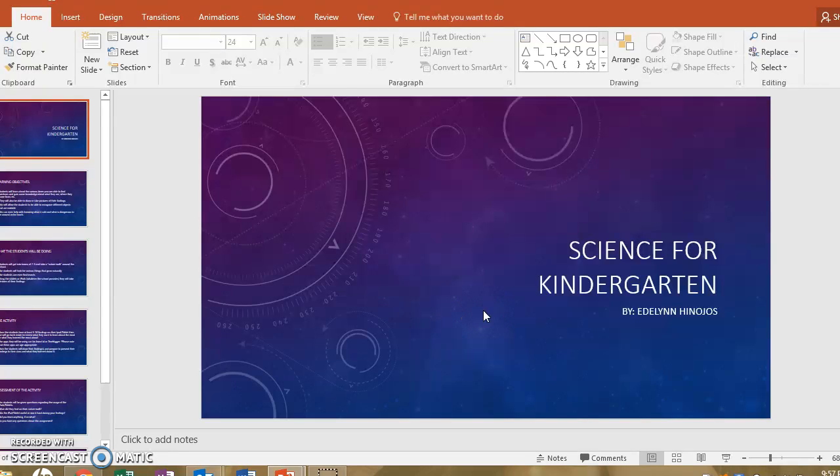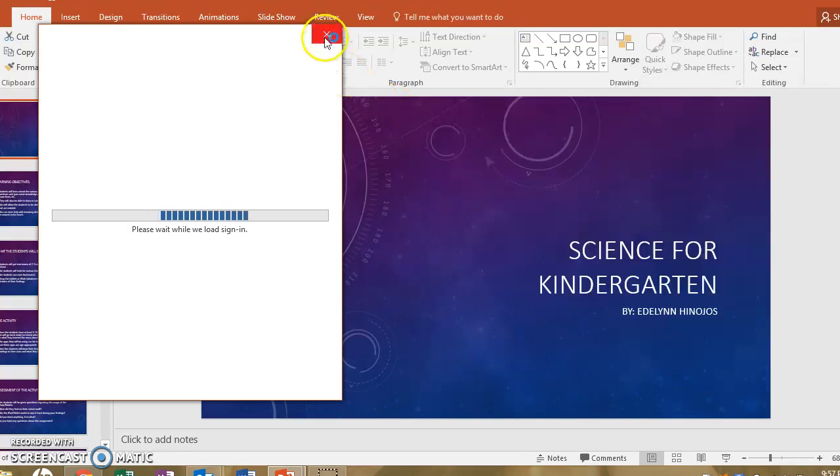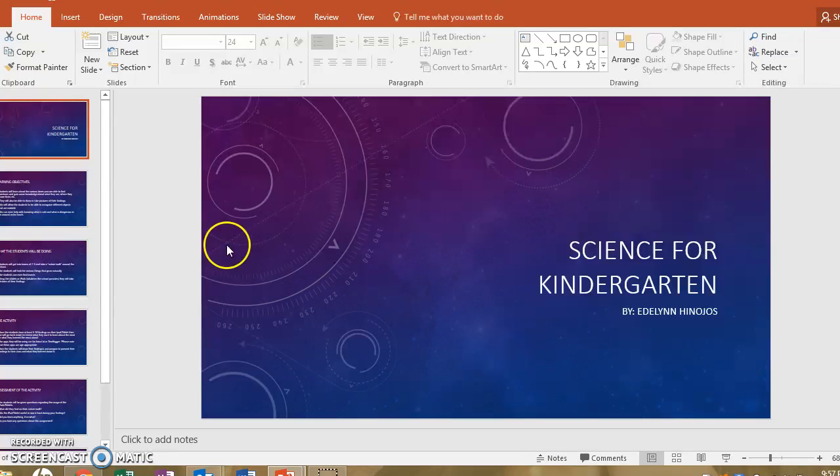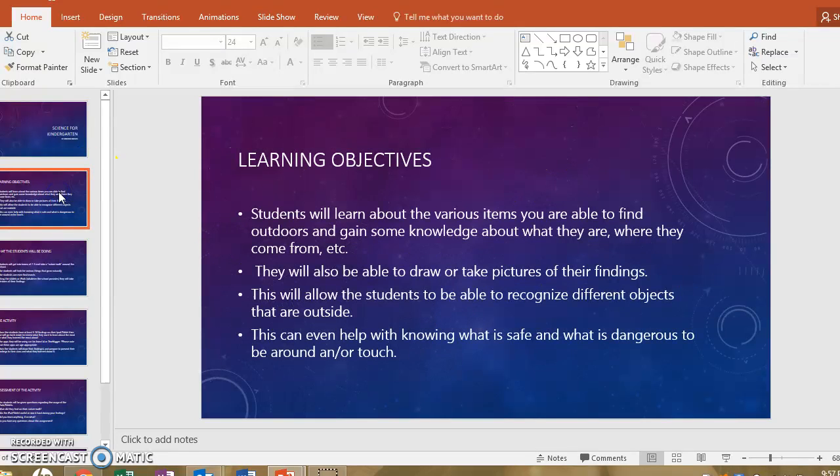Okay, so for today I'm doing science for kindergarten, and the learning objectives are students learn about the various items you are able to find outdoors and gain some knowledge about what they are, where they come from, and other things.